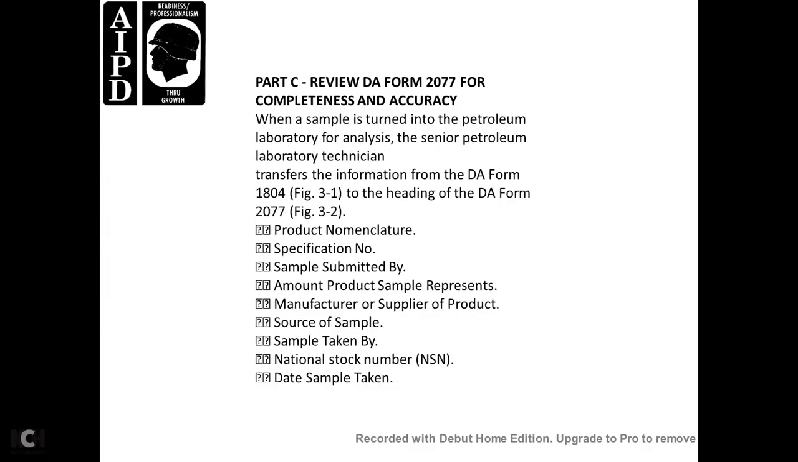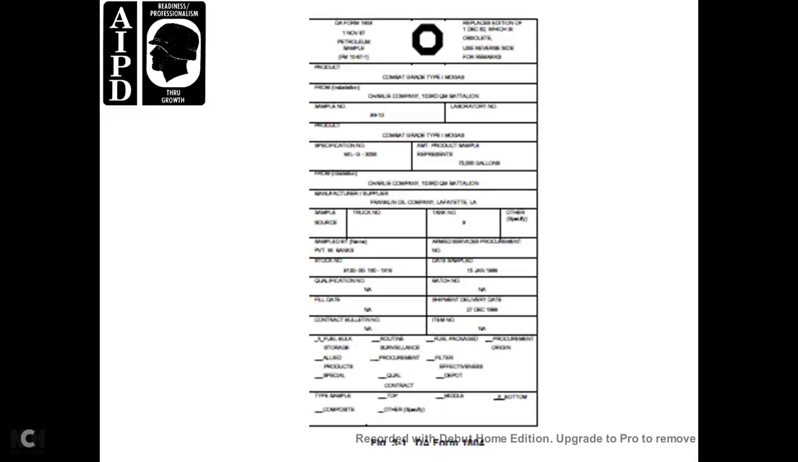Part C, review the DA Form 2077 for completeness and accuracy. When the sample is submitted to the petroleum laboratory for analysis, the senior petroleum laboratory technician transfers the information from the DA Form 1804, Figure 3-1, to the heading of the DA Form 2077, Figure 3-2: product nomenclature, specification number, sample submitted, product sample that represents the manufacturer, supplier, and product source of the sample taken, the national stock number, and date of sample taken from the DA Form 1804 tag.